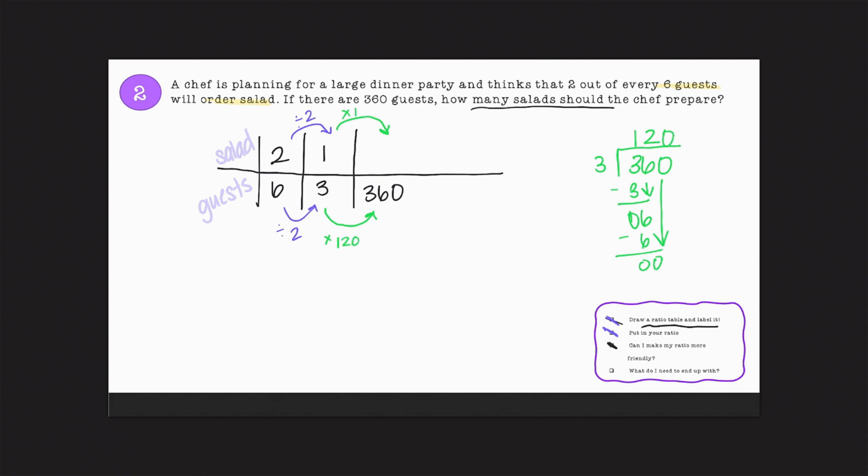So I need to do that to the same one up here. Now, since we have this friendly number, 1 times 120, I can just go ahead and put in 120, and that's my answer. So the chef will prepare 120 salads. Ta-da!